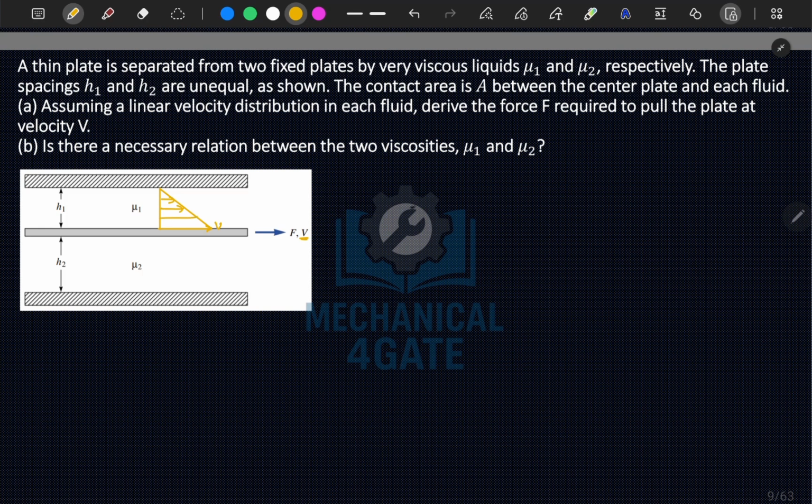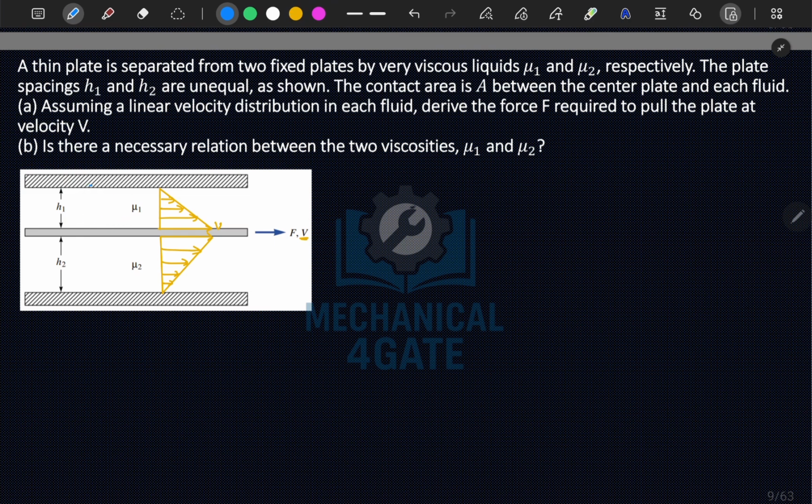This is the velocity distribution. Here also, similarly, this will be your velocity distribution. Assuming the linear velocity distribution, derive the force F required to pull the plate at velocity V. So due to this velocity profile, a shear stress will be acting, and we know that shear stress in this case will be constant. And this is your shear stress distribution, although we don't need it here.